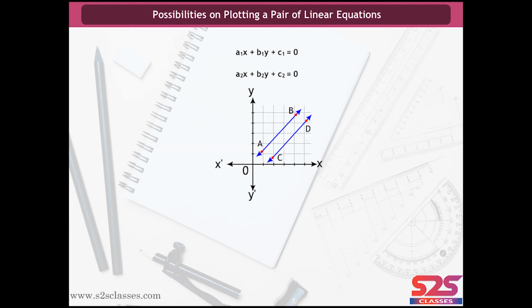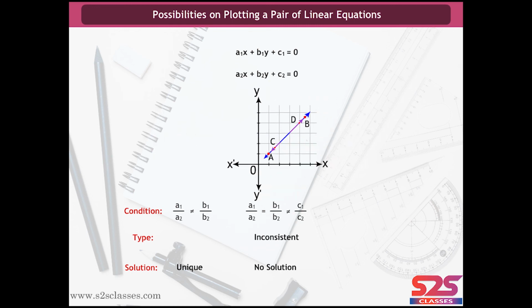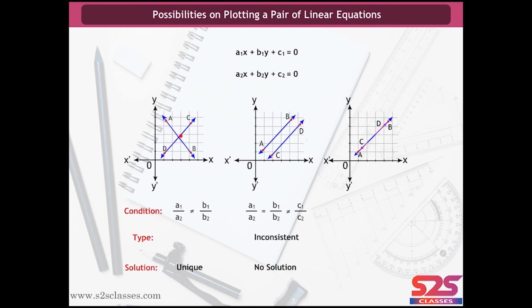Now look at the second case, when the two lines are parallel. Can you think of any point which lies on both the lines? No. That means there is no point which satisfies both the equations. So this pair of linear equations has no solution, and so we call it inconsistent. And the condition is a1 by a2 is equal to b1 by b2, but it is not equal to c1 by c2.